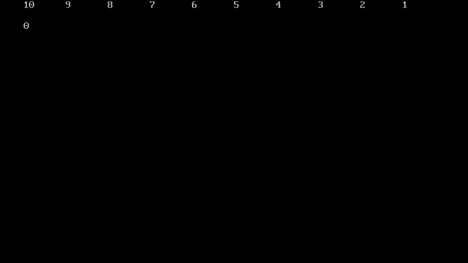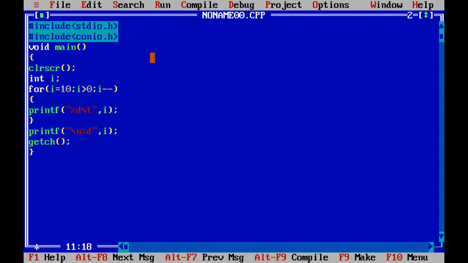Okay, I hope you have understood it. If not, let me tell you that after I is 1 it is printing the value of 1 with a tab, then it will move up. 1 minus minus is 0. 0 greater than 0 is false. It will get out of the for loop and print the value of I as 0.